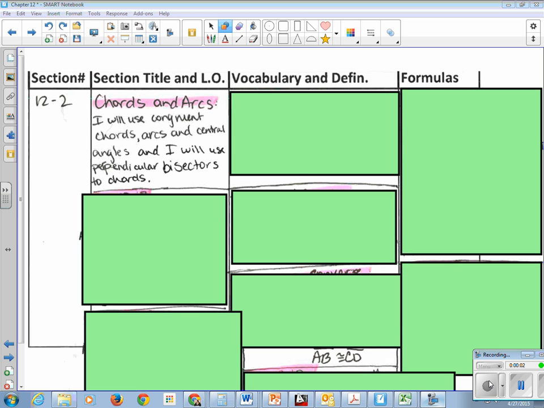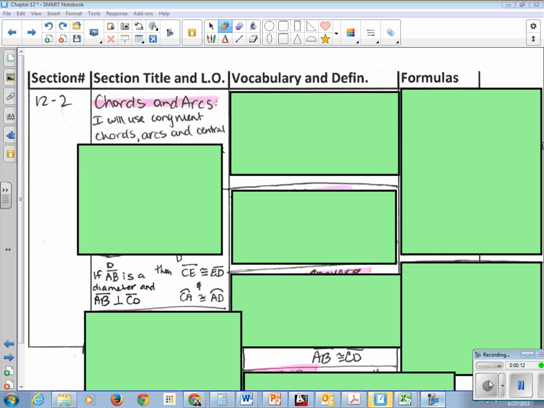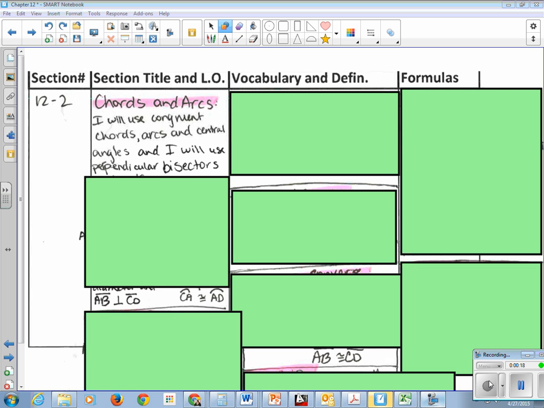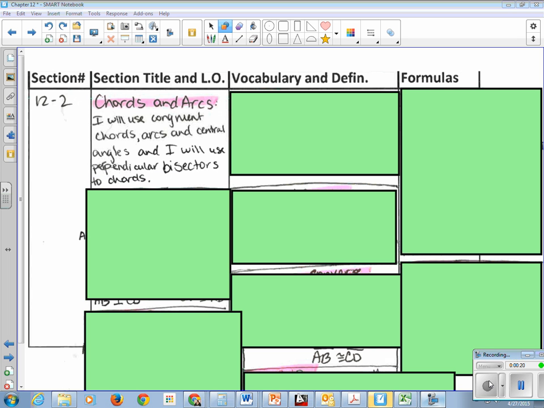Right, so this is chapter 12, section 2. Chapter 12 is circles, and section 2 is chords and arcs. Your learning objective is that you will use congruent chords, arcs, and central angles, and you'll use perpendicular bisectors to chords.